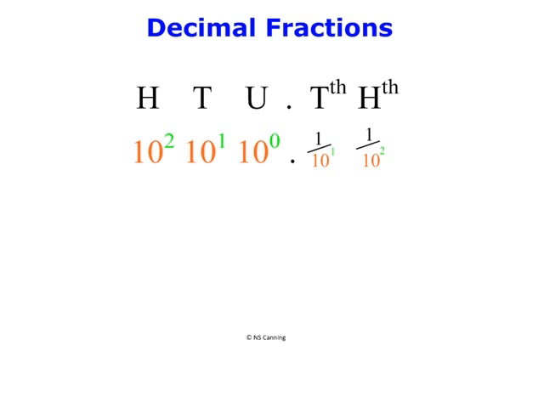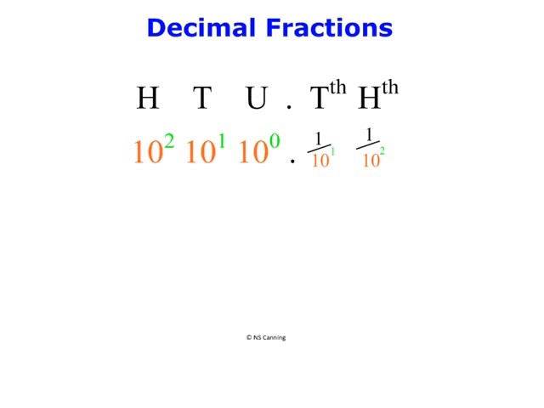The first column to the right of the decimal point is 1 over the base number raised to the power of the column number relative to the decimal point. So we have 1 over the base number, which is 10, raised to the power of the column number, which is 1, because we are one column to the right of the decimal point, which gives us 1 over 10 to the power of 1, which is 10. Therefore we have 1 over 10, also known as tenths.